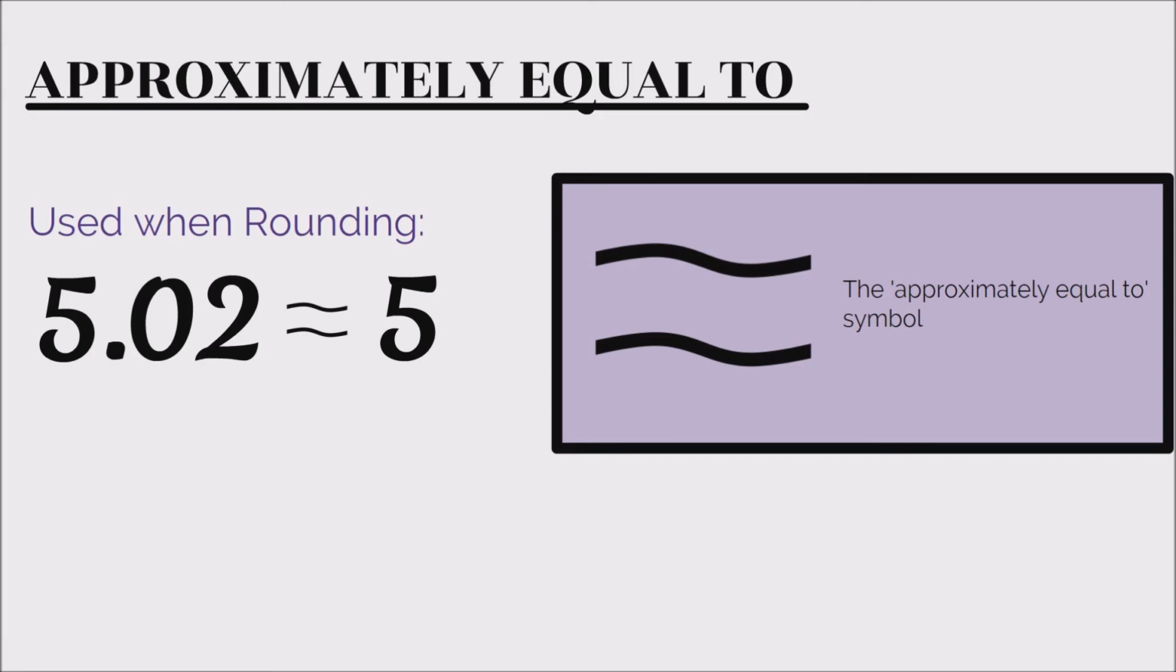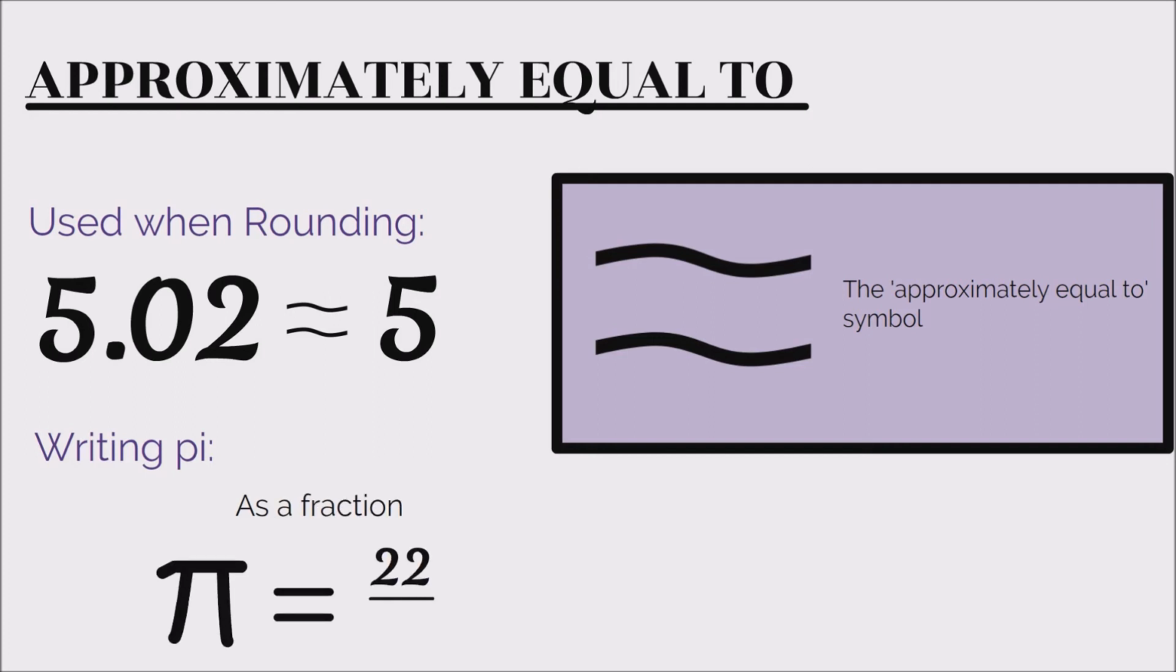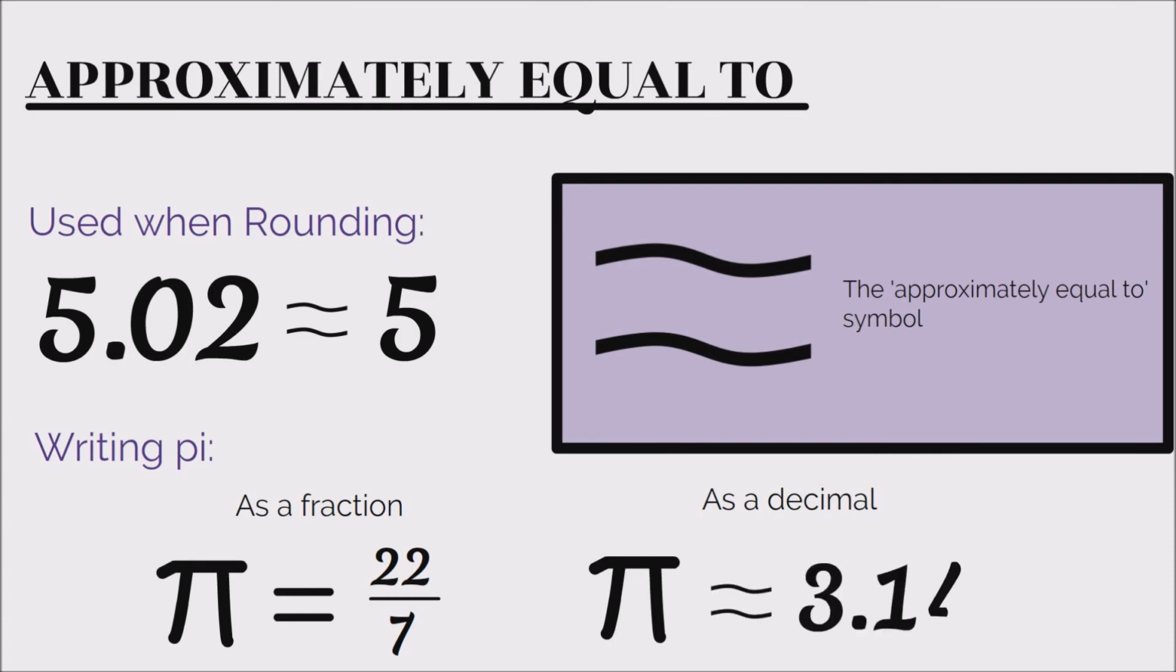Another example is one that I use quite often, and that is pi. Now, as a fraction, pi is equal to 22 over 7. Like, that's the exact fraction for pi. But as a decimal, pi has an infinite amount of decimals. So when we round off pi to 3.14, we say that pi is approximately equal to 3.14. That's because we're writing it to just 2 decimal places, so it's not exact, and therefore we would use the approximately equal to sign.